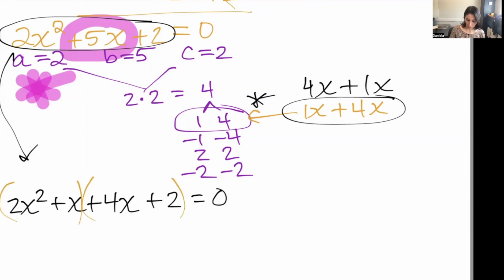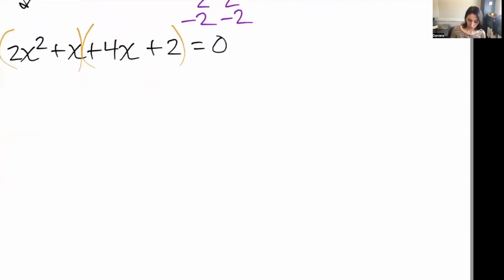And again, to factor by grouping, you're going to find the GCF of the first group. Both terms of group number 1 have an x in common. So I'm going to pull that out, right? And again, it's like the distributive property. This GCF here is x. So x times what gives you 2x squared? 2x. And x times what gives me itself, positive 1, right?